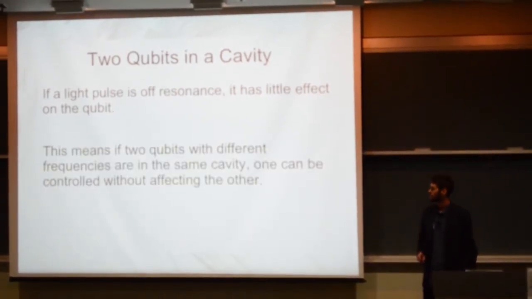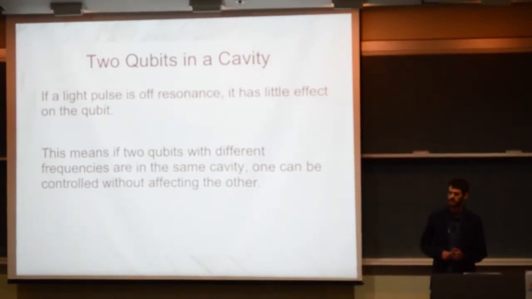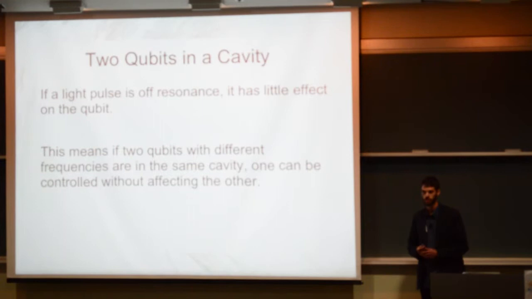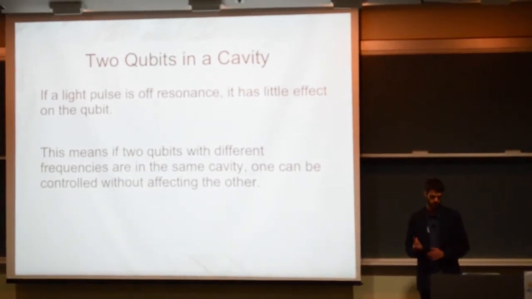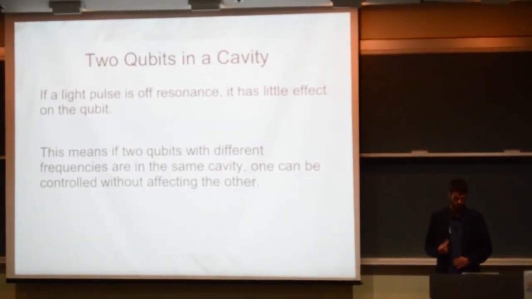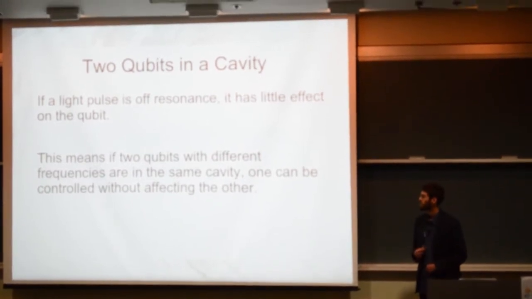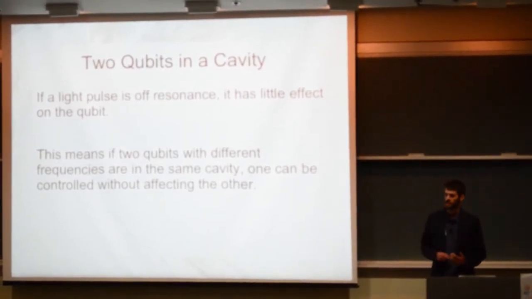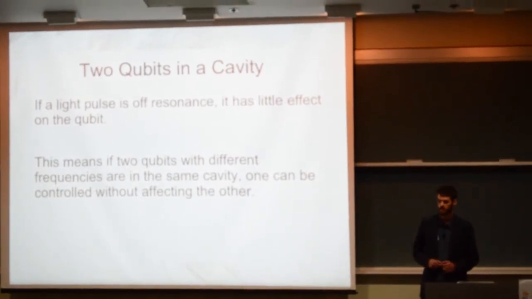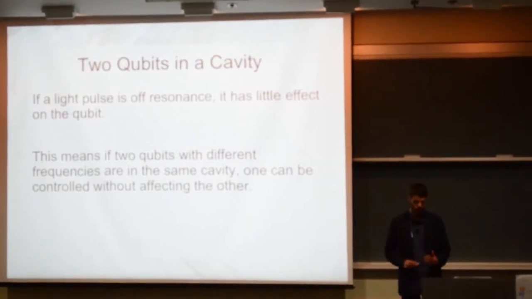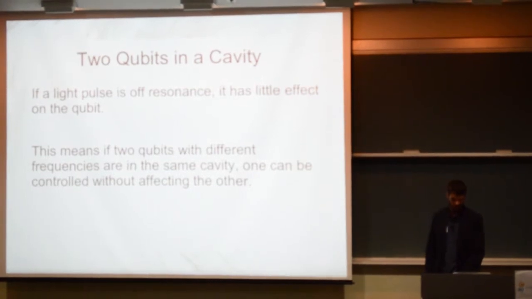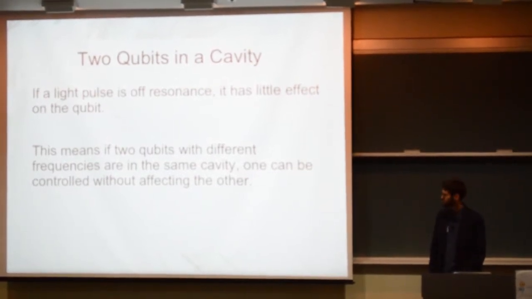effect on the qubit. So if we put two qubits with different frequencies in the same cavity, we can drive one with the light pulse of its frequency without having too much of an effect on the other, which is good. And if we can get two qubits in a gate, then it's easy to act two qubit gates on them as well, which are essential for quantum computing.